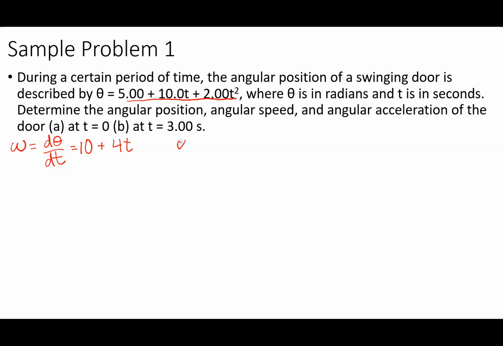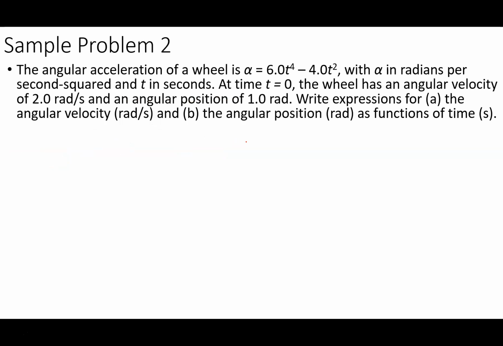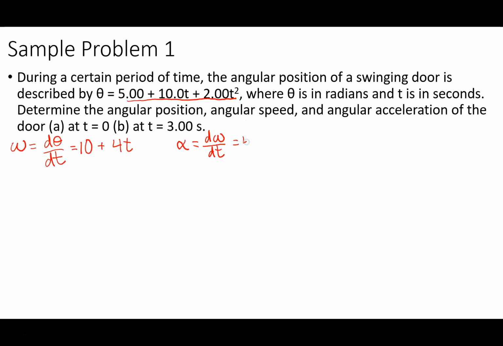And then our angular acceleration is going to be the first derivative of angular speed. So the derivative of 10 is just equal to 0, and the derivative of 4t is equal to 4. So it's just 4 radians per second squared.